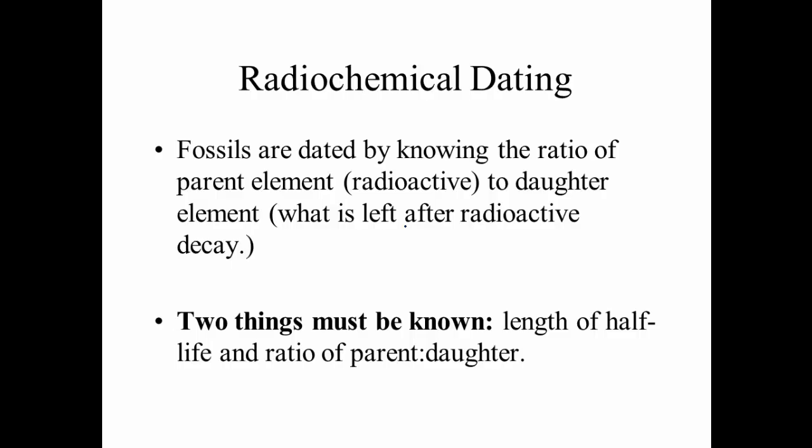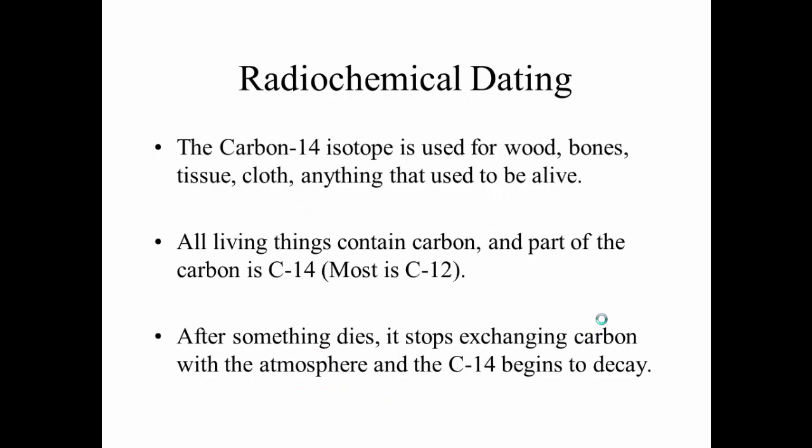The last thing we'll talk about is what this half-life stuff can be useful for. Radioactive dating is a scientific process that can be used to figure out the age of fossils. So fossils can be dated, or we can determine how old they are, by knowing the ratio of a parent element, which is radioactive, to a daughter element. Two things need to be known: the length of the half-life of the particular isotope and the ratio in the substance for that parent and daughter element. Carbon-14 is the isotope that's most frequently used for this. It's used for things like wood or bones or old tissue, cloth, anything that used to be alive.